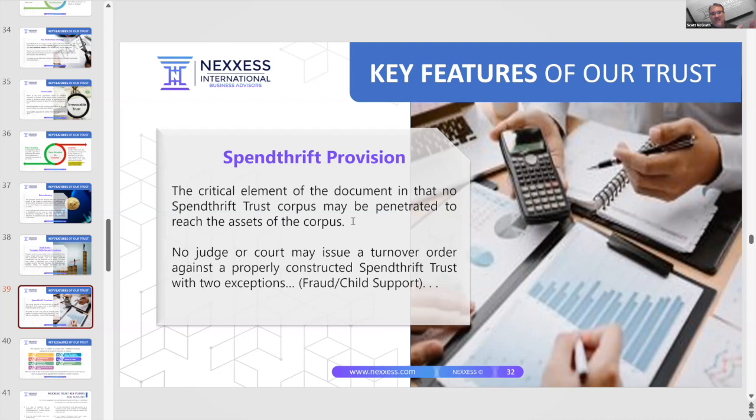The problem is they can't sue the trust now because the trust is a spendthrift trust. It doesn't own beneficial interest. It only owns title. It only has title through the contract.